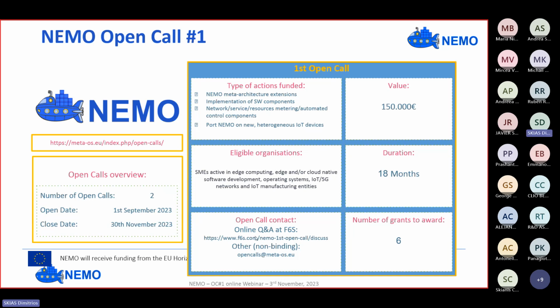Additional details: the number of open calls in total in the project will be 2. This is the first one that extends the system, and then we'll have a follow-up open call at the beginning of 2024 that concerns some services that will be used to validate the extended NEMO meta operating system. The time window for submitting your proposal is already open, has started at the beginning of September 2023, and will last until the end of November, that is the 13th of November.